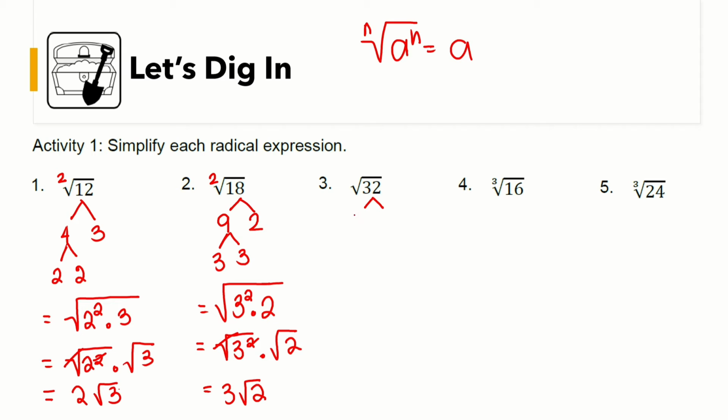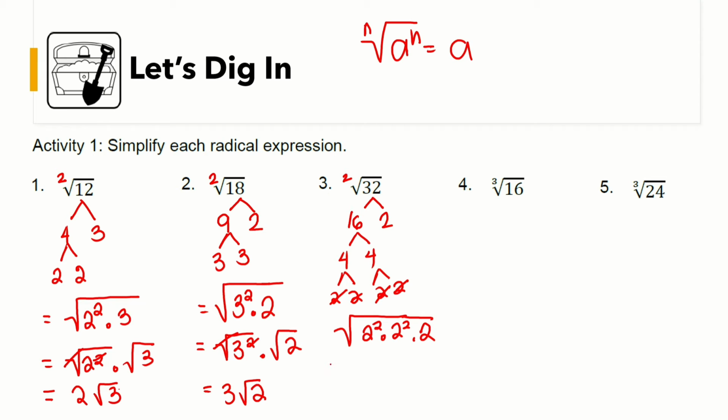So for 32, let's say I'm going to use 16 times 2. Let's say 16 is 4 times 4, then each 4 is 2 times 2, and the other factor is 2. So let's check our index first. The index is 2, so we're going to group these factors by 2. So that is simply 2 squared times 2 squared, then times 2.